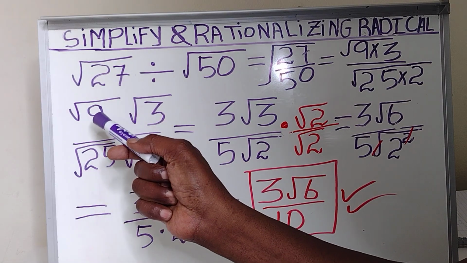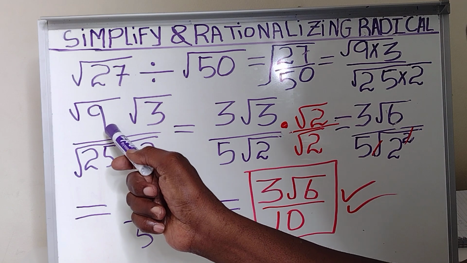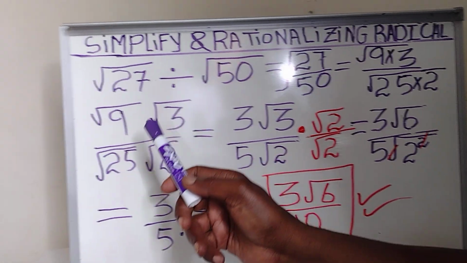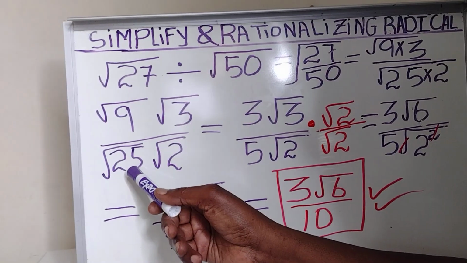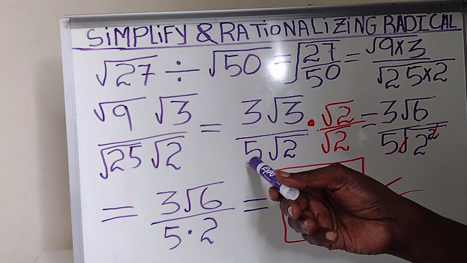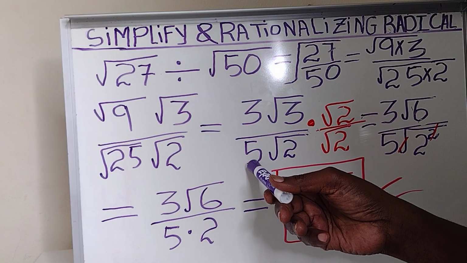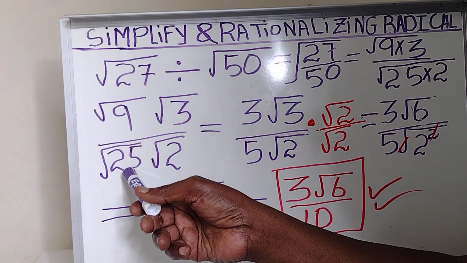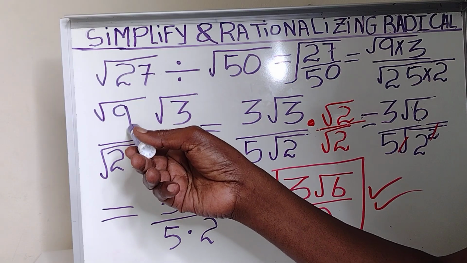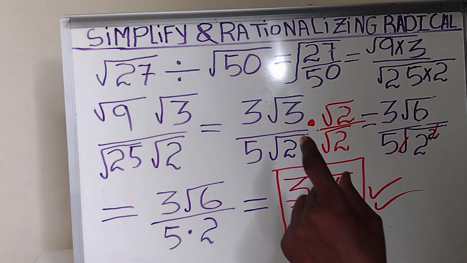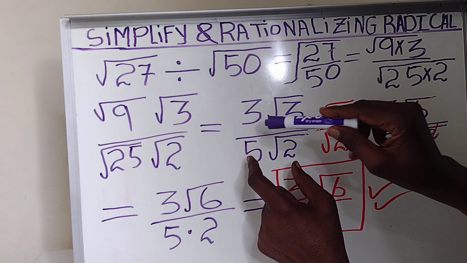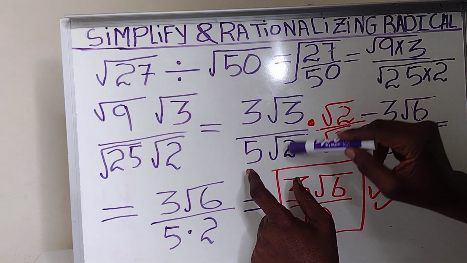Now if you take the square root of 9, it is 3, and if you take the square root of 25, it is 5. Why are we saying that? Because if you multiply 5 times 5, it's going to give you 25, and if you multiply 3 times 3, it will give you 9. So next, this is what we are having here.